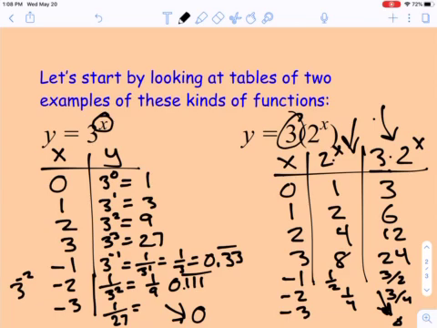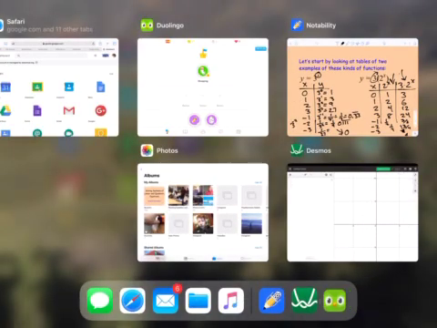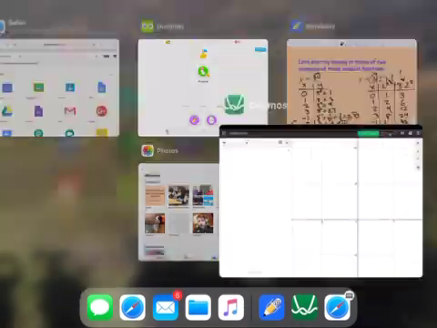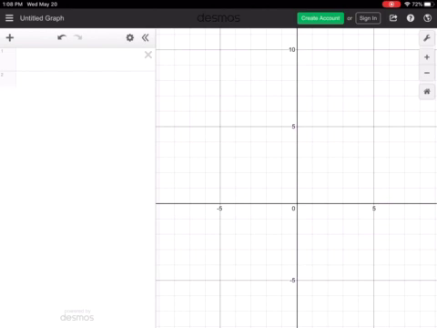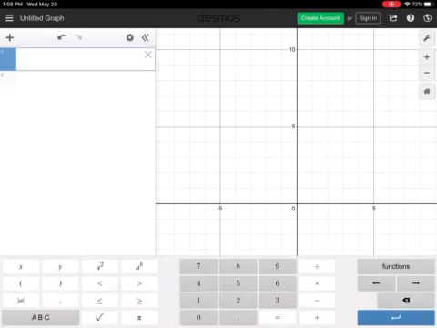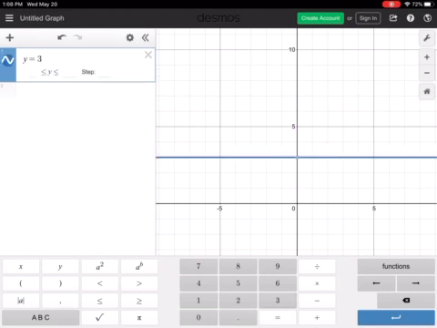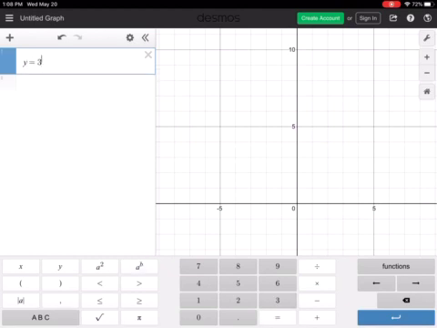So let's take these and look at Desmos really quick. Hopefully this will let me do this here. I think you're still with me. All right, so we're going to put in y equals 3 to the x so you guys can see what this looks like.